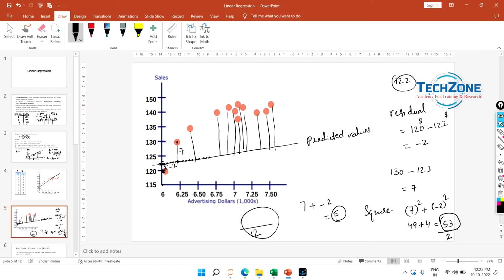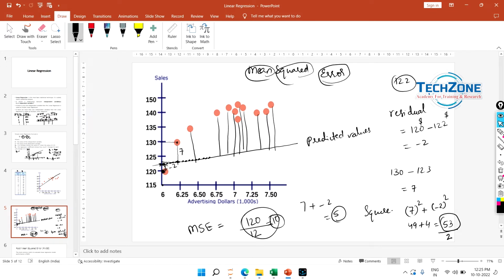Whatever number we get after finding the squares and adding, let us say we got around 120. So 120 divided by 12 will give us 10. This 10 is our mean squared error. First we found the error, we squared, and then we found the mean. We divide by the number of observations. So this is our MSE, mean squared error.